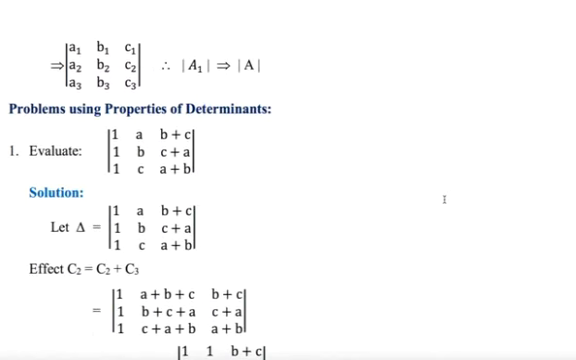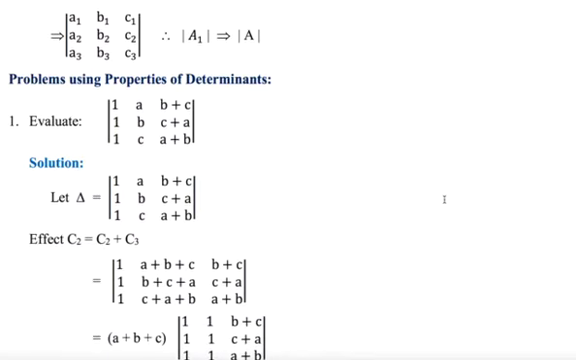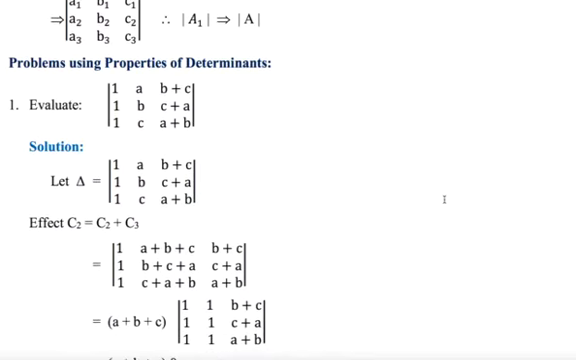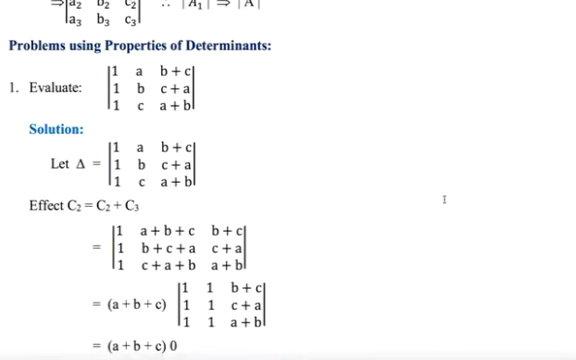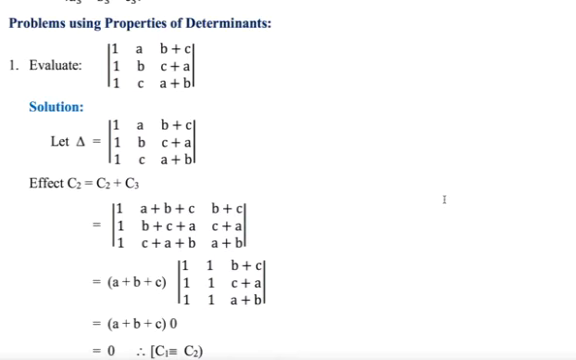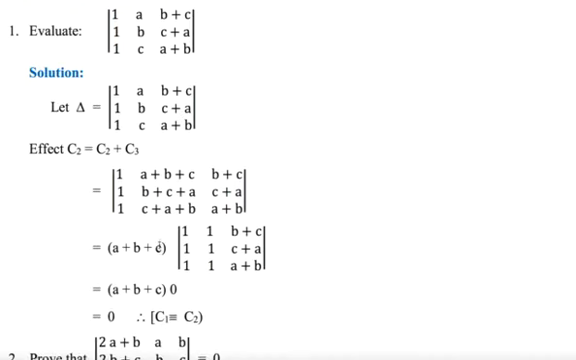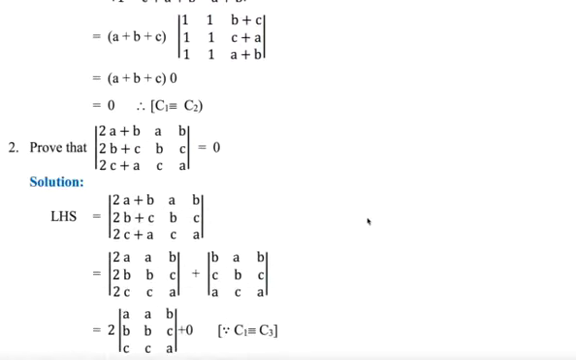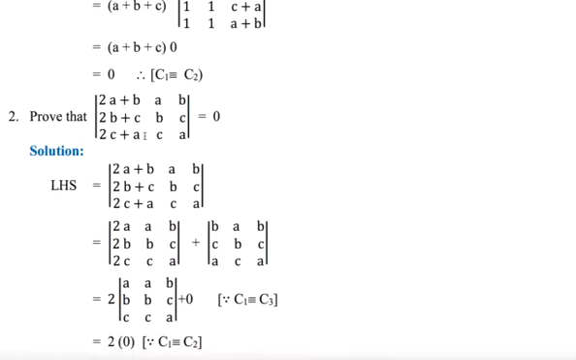Now, problems using properties of determinants. Evaluate delta. C2 becomes C2 plus C3, an elementary column operation here. This plus this, right? So a plus b plus c you can take common. Then you get two similar columns, so the determinant is 0. Similarly, you can prove this one to be 0.